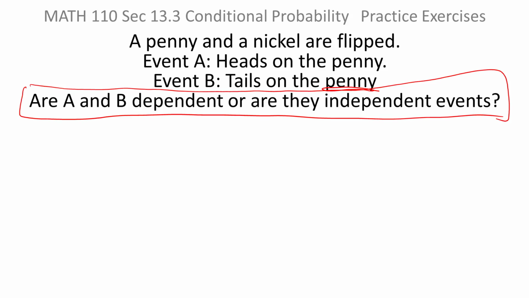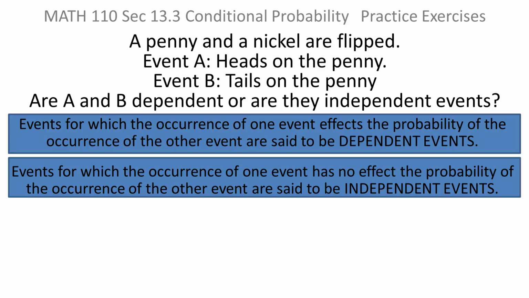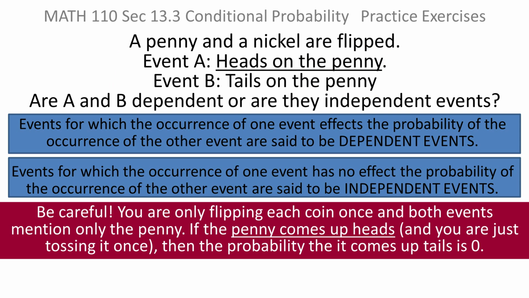Well, think about this. If one event doesn't have an effect on the other event, they're independent. If one event has an effect on the other, they're dependent. But this time, we're mentioning the penny both times. Before we mentioned something happening with the penny versus something happening with the nickel. We're only flipping the penny once, and we're asking about two events, both of which involve the penny.